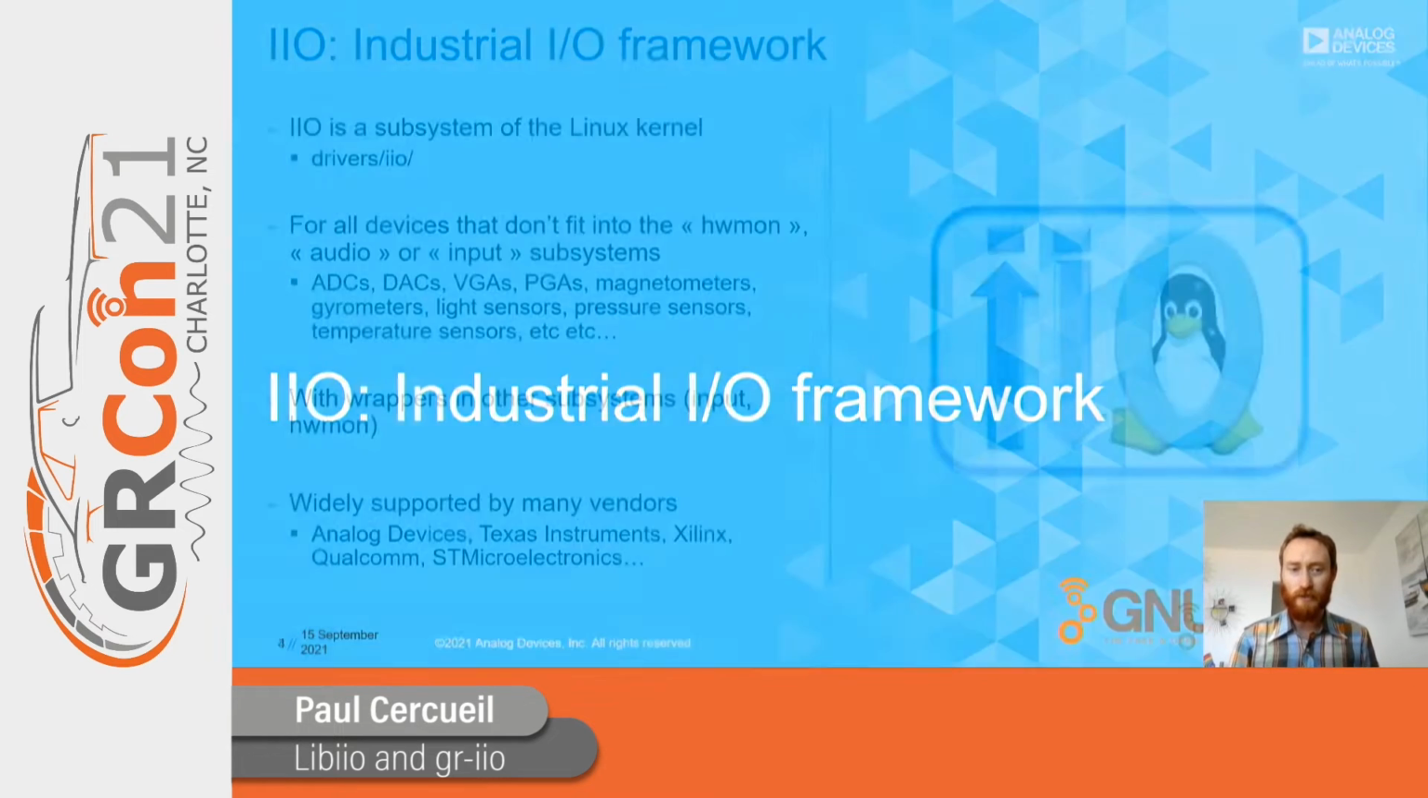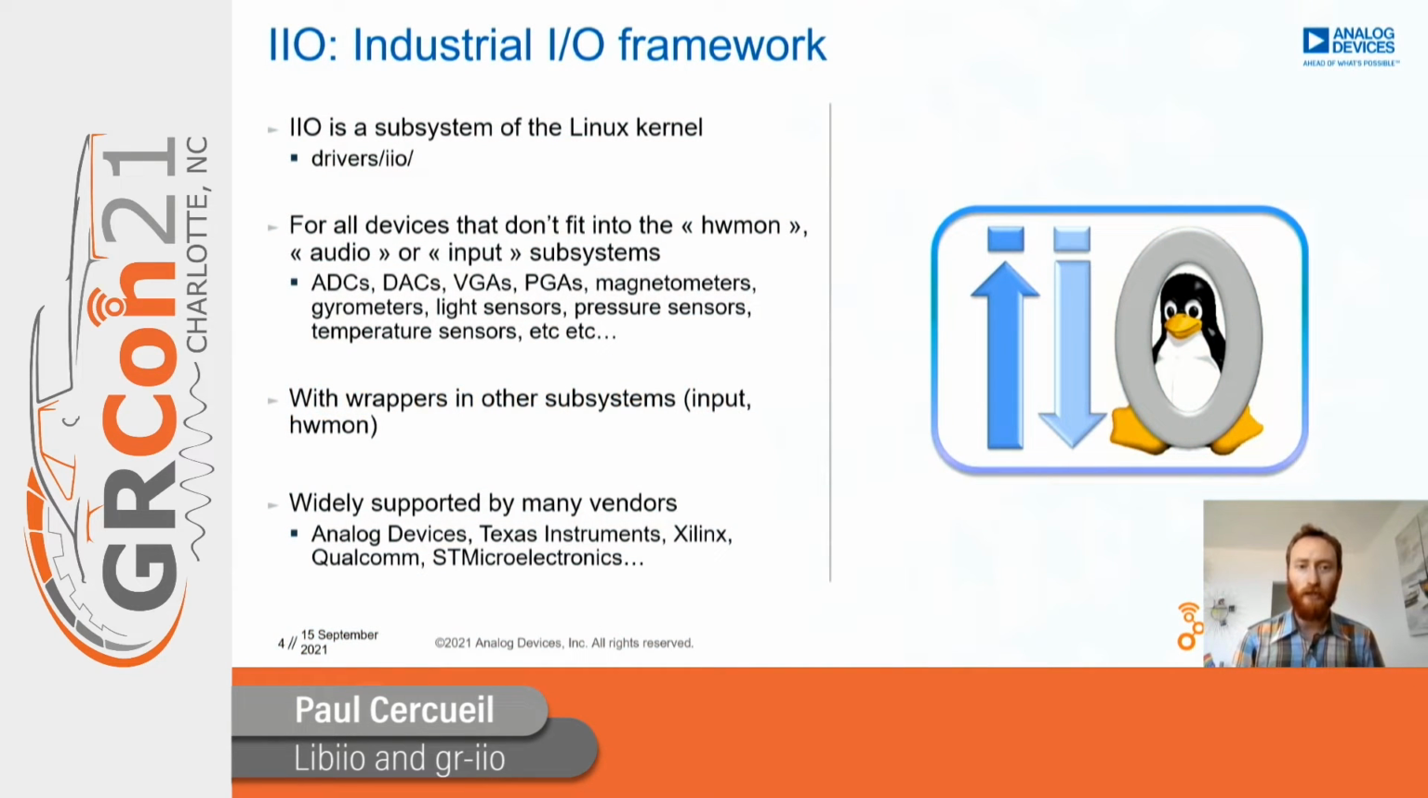IIO stands for Industrial Input-Output Framework. It is a subsystem of the Linux kernel. It can be found in the kernel sources in drivers/iio. It is basically for all the devices that don't fit in the hardware monitoring subsystem, the audio subsystem, or the input subsystem. So in this IIO subsystem, you're going to find ADCs, DACs, magnetometers, gyrometers, and all kinds of sensors.